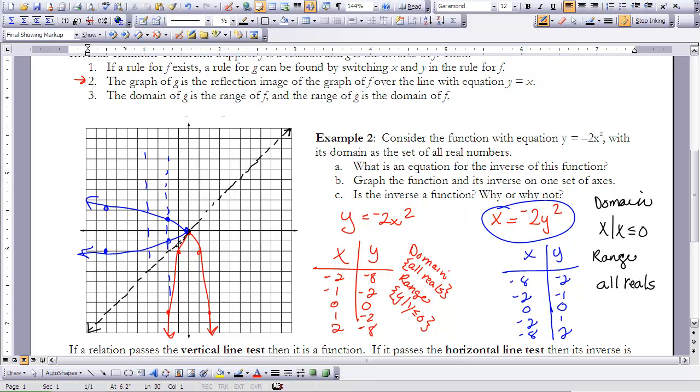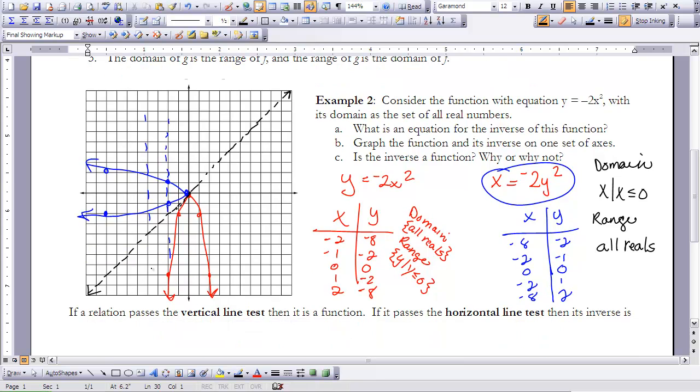So then the last question here is, is the inverse a function? Why or why not? Well, if you look at the first one, that was a function. We could definitely pass the vertical line test. But if you look at the blue here, our new graph, that clearly does not pass the vertical line test. So that tells us that it is not a function. So the inverse is not a function.